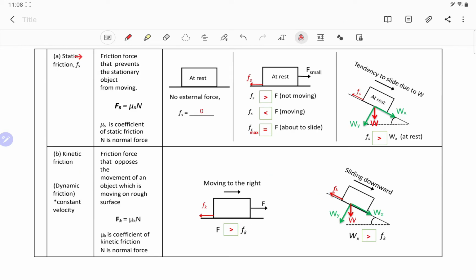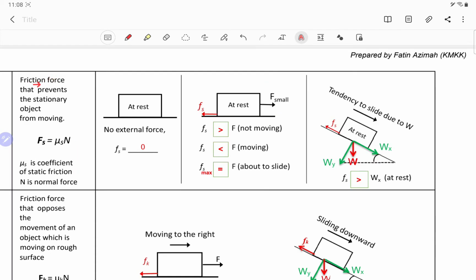So, there are two types of friction. The first one, we have static friction. Geseran yang berlaku apabila objek berada dalam keadaan tidak bergerak. Okay, and then kinetic friction, geseran yang berlaku apabila objek bergerak. Kinetic, bergerak. Friction force prevents stationary object from moving. So, this is the formula for the static friction: Fs equals to mu S N. So, F ni kadang-kadang boleh jadi F besar, boleh jadi F kecil. Terpulang as long as you can differentiate the friction force dengan applied force. Okay. So, mu S is coefficient of static friction. N is the normal force.